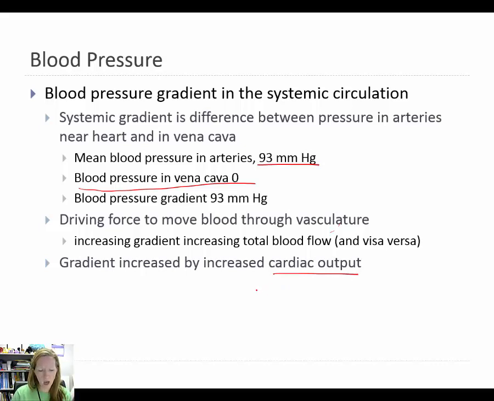I relate it to a tire: if you have an increased volume of air in your tire, you have an increase in pressure, and if you have a decreased volume of air in your tire, then you have a decrease in pressure. That's exactly what's happening here in the vessels. If you have an increase in blood volume, then you are going to have an increase in pressure, and vice versa. So we'll take a look at that later on.